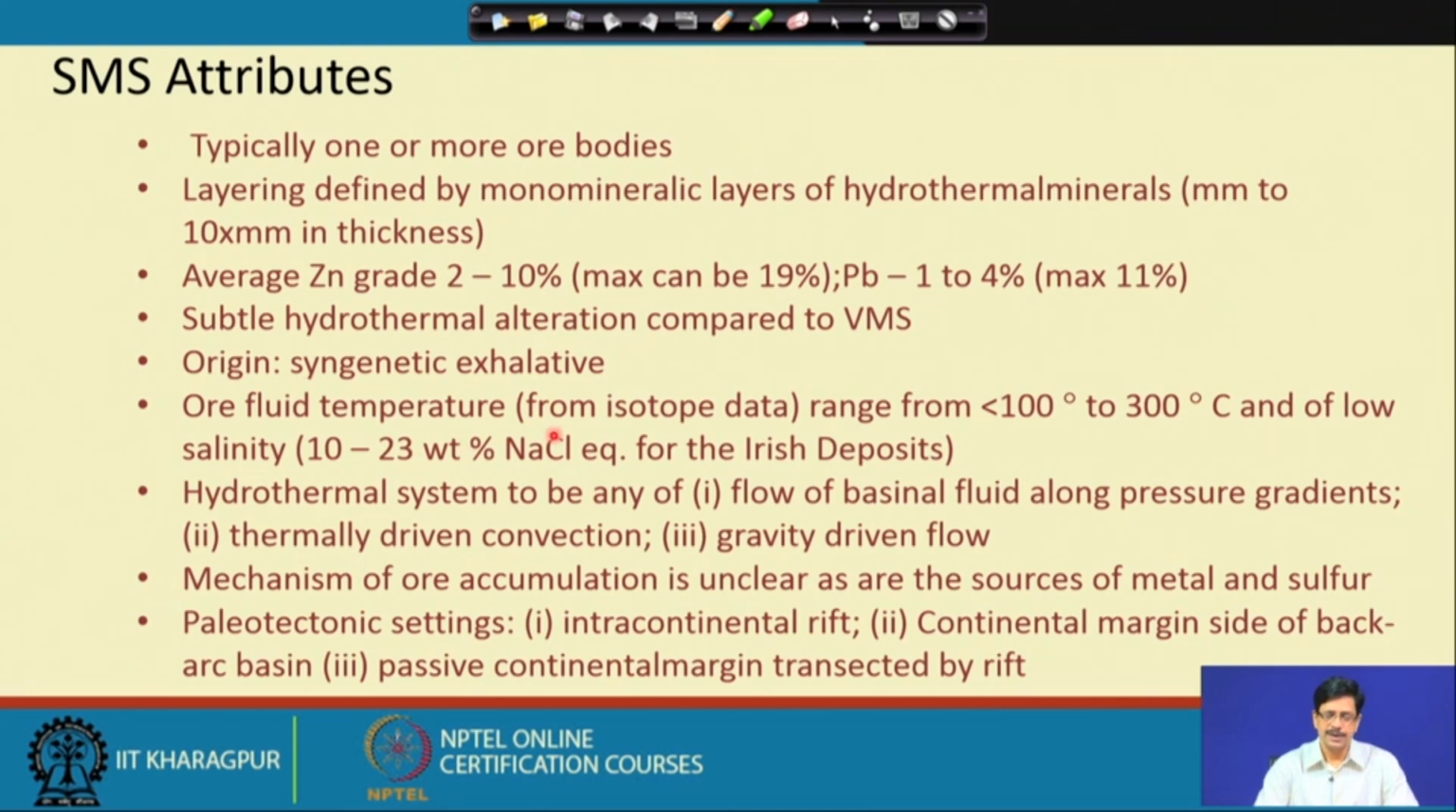So, the ore fluid temperature, mostly from the isotope data, ranges from about 100 to 300 degrees Celsius, and this itself tells that a temperature up to 300 degrees Celsius can only be achieved if there is some input of heat from the subsurface. The salinity of the fluid is rather low to moderate, 10 to 23% NaCl, that is coming from the fluid inclusion data of these deposits.